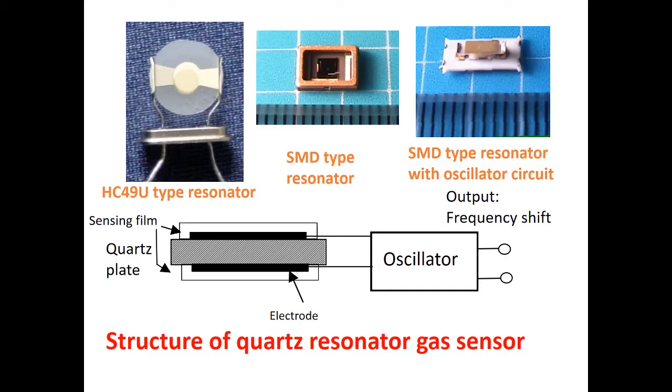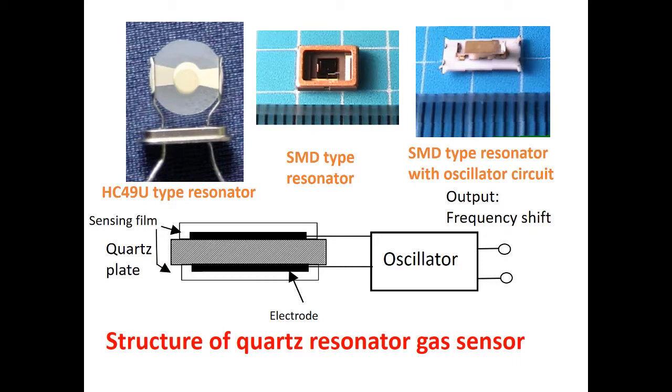The structure is very simple. This is a quartz plate, and on both sides there is an electrode. In this case it is a silver electrode, but gold electrodes are often used. That is connected to an oscillator, and a sensing film is coated on the surface of the electrode, and it works as a sensor. Due to the mass loading effect, when odorant molecules adsorb on the surface of the sensing film, its oscillation frequency changes, and the output is a frequency shift.